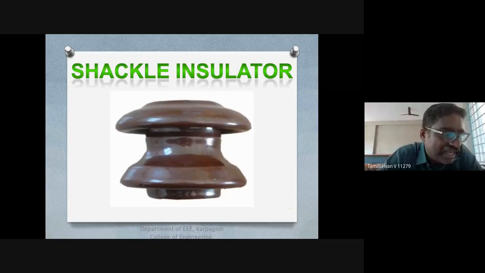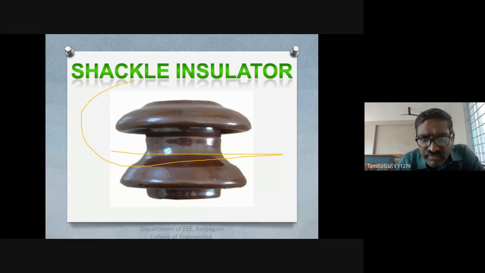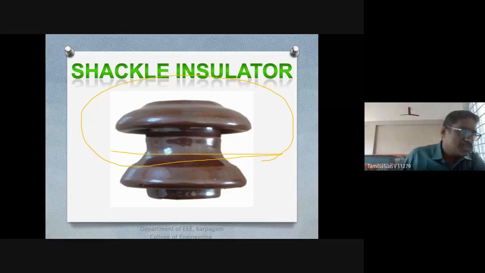The image shows a Shackle insulator. This insulator is normally mounted axially. Circumferentially there are grooves on it, and the groove completely takes the load of the conductor position.